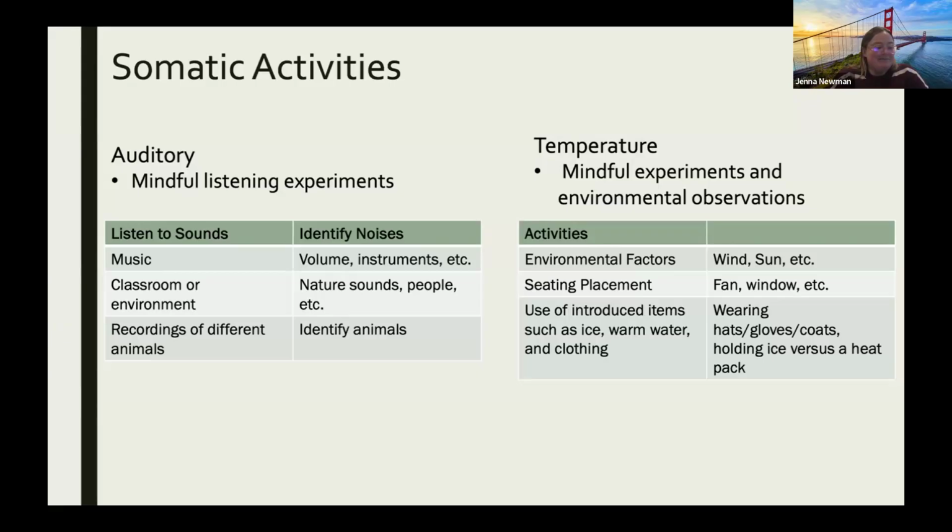And so I just wanted to give an example of some of the really foundational skills. So before we can work on the bigger emotional regulation, it's really important for individuals just to be able to recognize and identify the sensations that lead up to those emotional states. So a really good place to start is with the auditory system and with temperature. So some somatic activities, experiments that you can do, include listening to music.